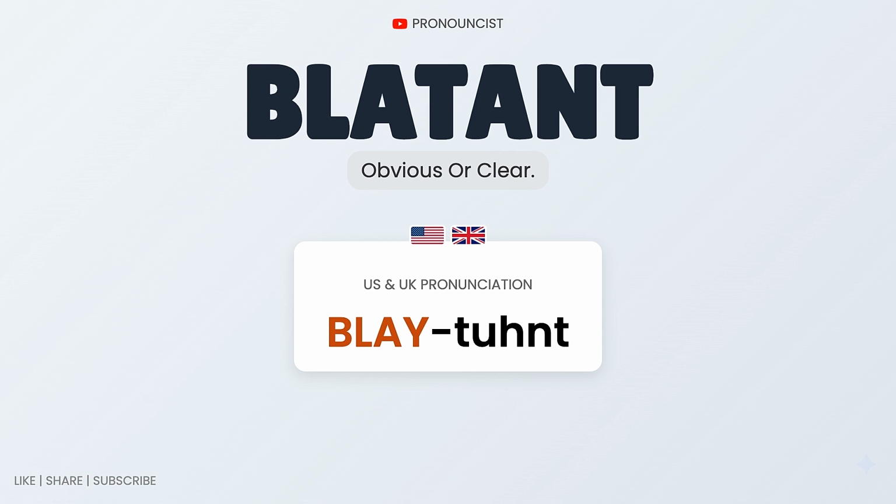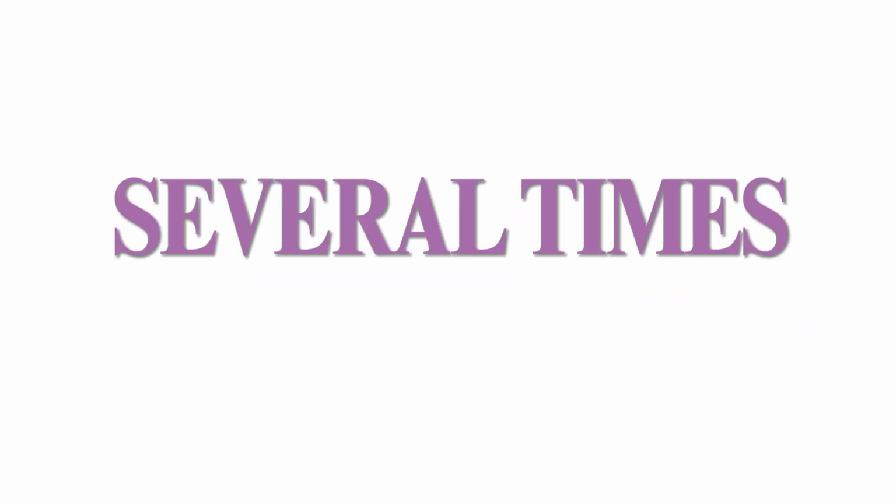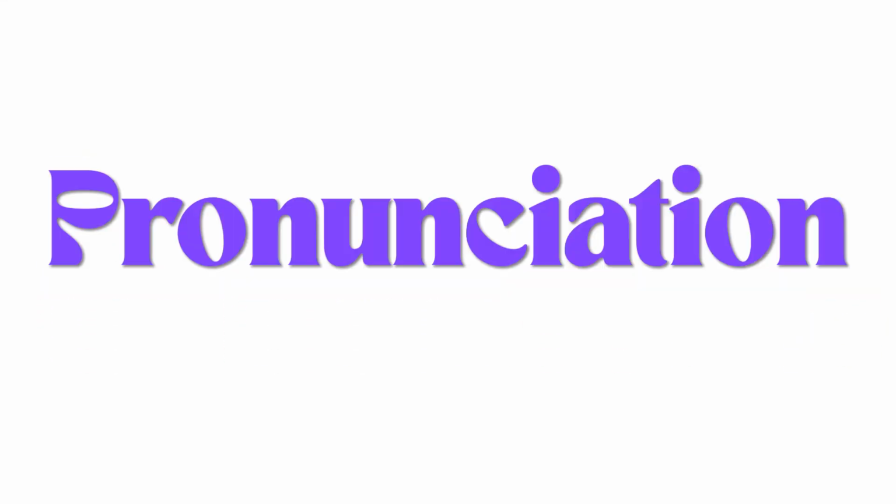Tunt. Blatant. Practice repeatedly and you'll soon be able to say this word perfectly. The best way to practice is to repeat the syllable multiple times. The meaning of the word is obvious or clear. Try repeating this word several times to improve your pronunciation.